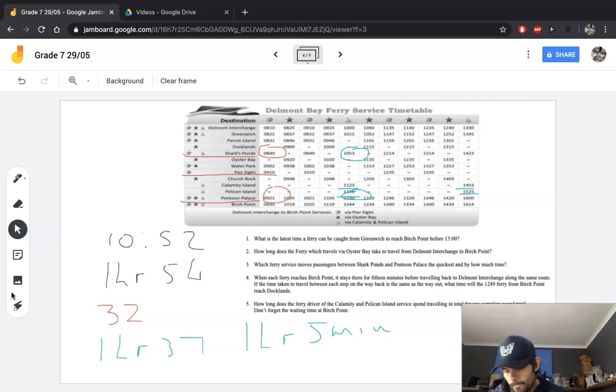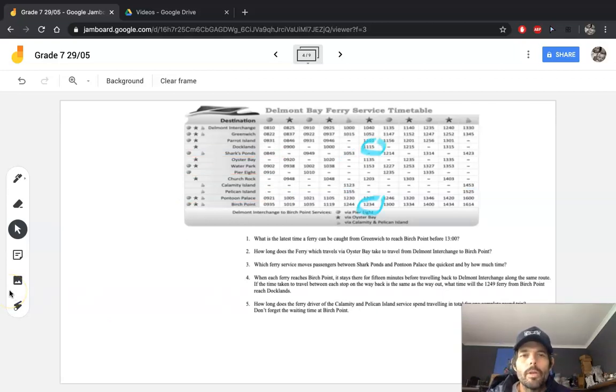Okay. Question 4. When each ferry reaches Birch Point, it stays there for 15 minutes before traveling back to Delmont Interchange along the same route. If the time taken to travel between each stop on the way back is the same as the way out, what time will the 12:49 ferry from Birch Point reach Docklands?